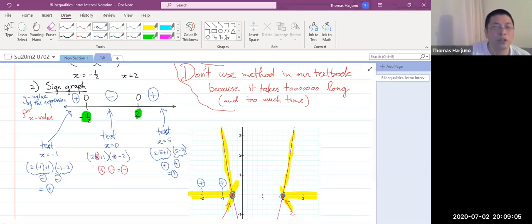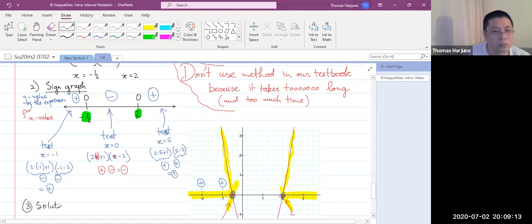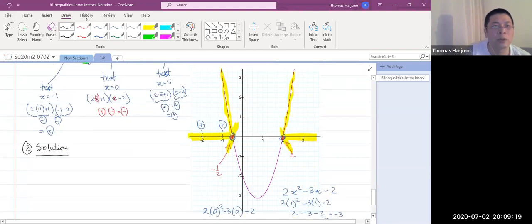Now, when we transition to step 3, the solution, take a look at the expression. The expression we had was 2x squared minus 3x minus 2 greater than 0. And we already did the sign graph for this earlier, right? And this has to be positive, because it's greater than 0. Boom.